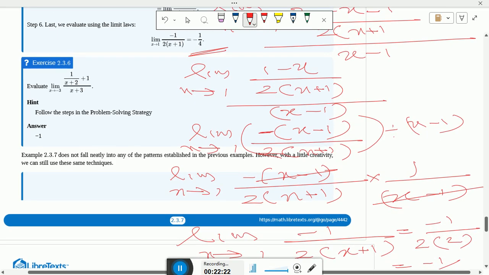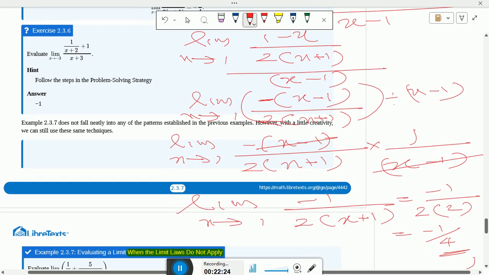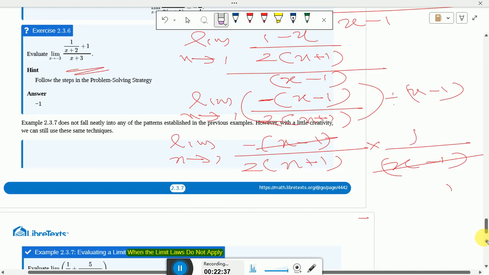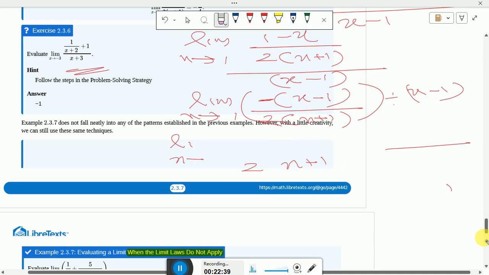So now let's say we will explain with this example, right? Okay, I will explain the next example, how we can simplify this equation and find out the answers.